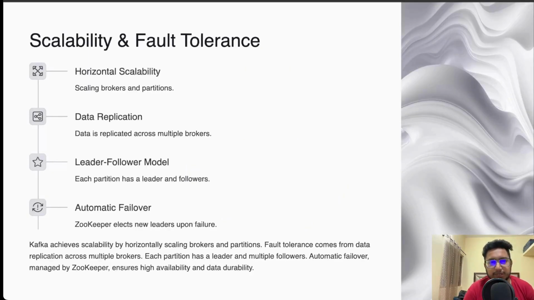Then we have scalability and fault tolerance. We can have horizontal scaling in Apache Kafka. Basically we can scale brokers and partitions, and data replication provides fault tolerance. Data is replicated across multiple brokers so that we have the fault tolerance feature. Then we have a leader-follower model, where each partition has a leader and followers. ZooKeeper elects new leaders whenever there is a failure, automatically. So it is automatic failover, and fault tolerance is provided by that mechanism.